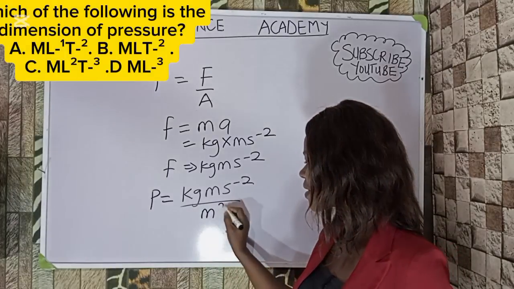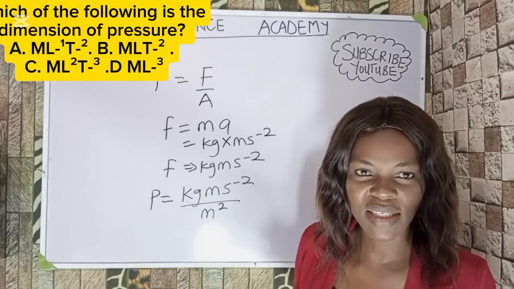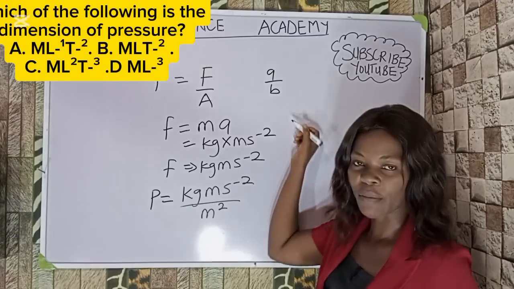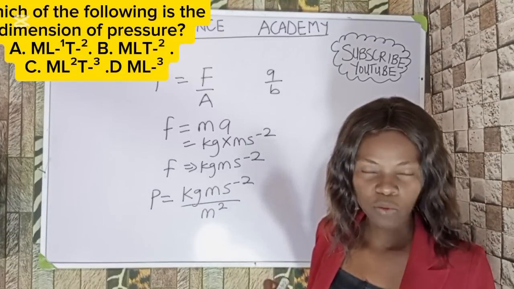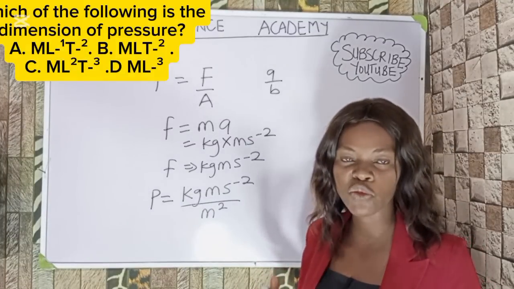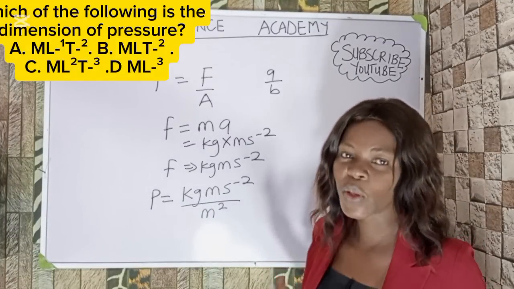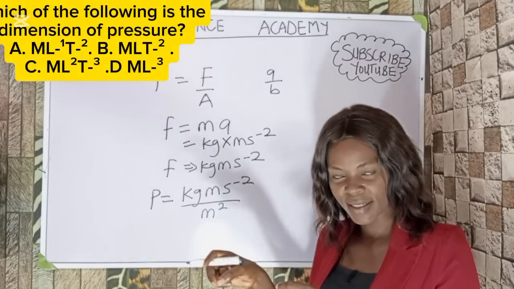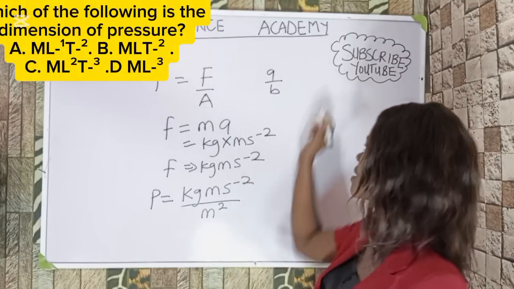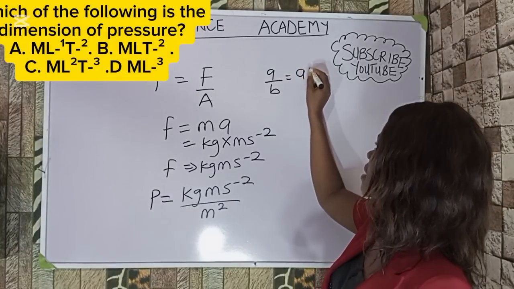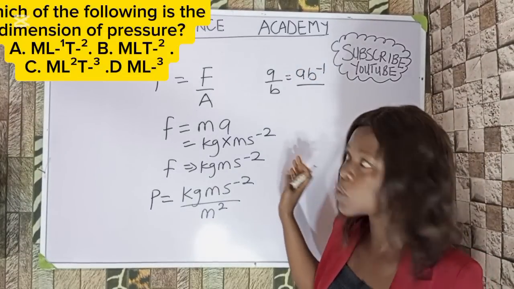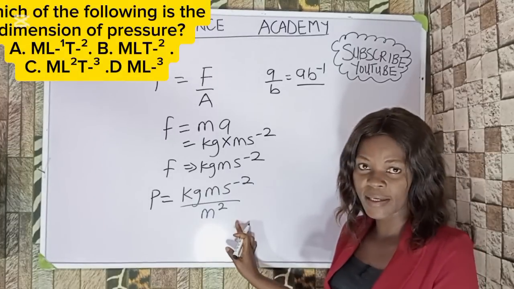Meter square. Remember, from the law of indices, I have something like this. For example, I have A over B. From the law of indices, what am I going to do? I want this B to come up to the numerator because it's in the denominator. As it's coming up, it's going to carry a negative sign, that is, this is AB^-1. Do you understand? So, using this knowledge, we can apply it here.